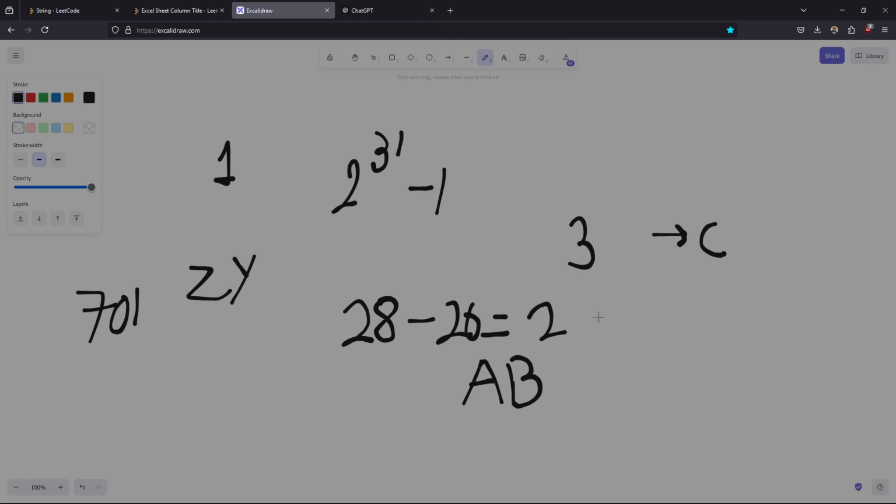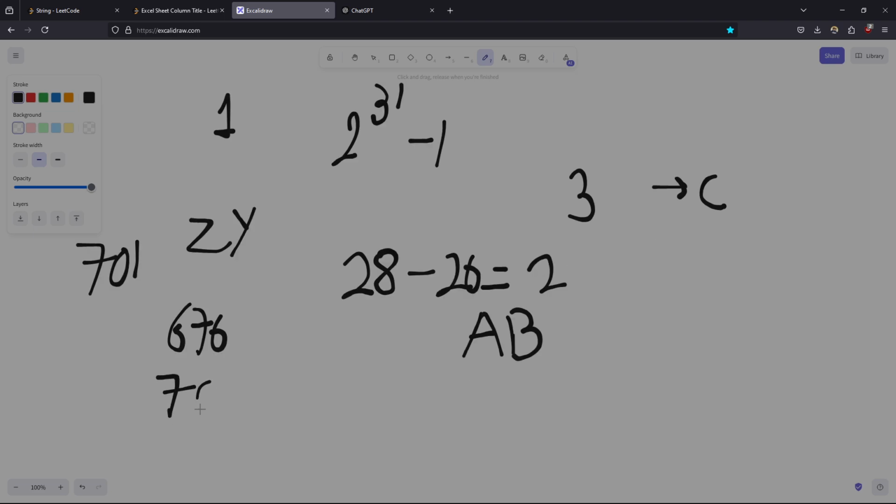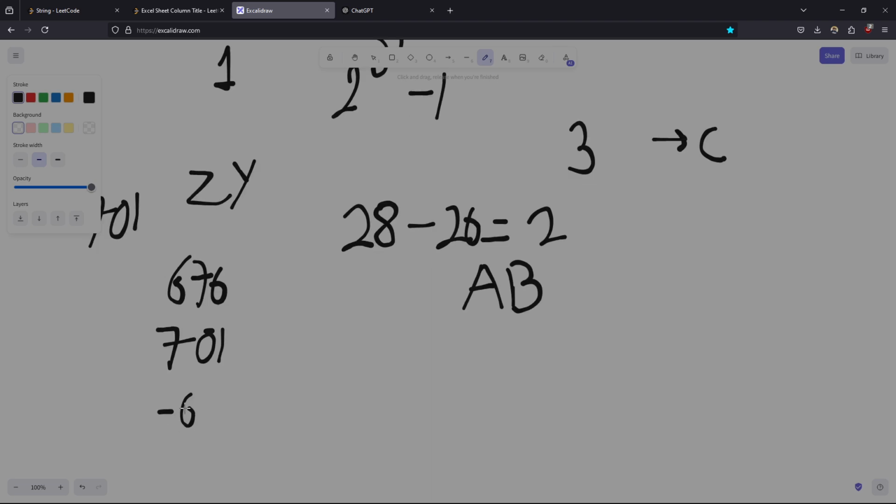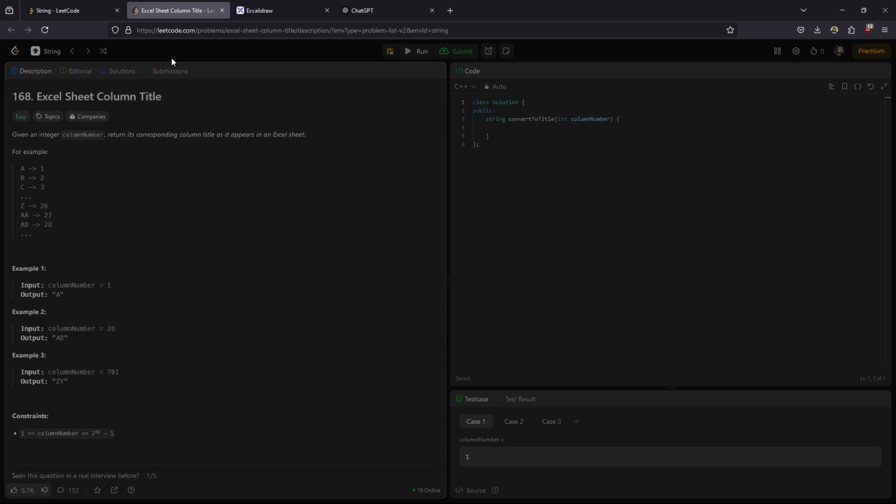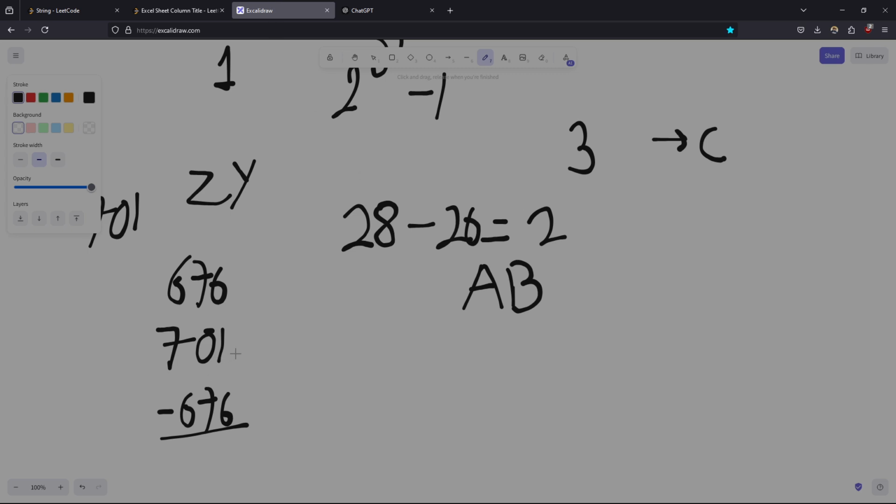Let's square 26 and see what the answer is. 26 squared is 676. Okay, so 676. So it means that we have to subtract 701 minus 676. Okay, so it means that we have to divide the given number by 26, right?